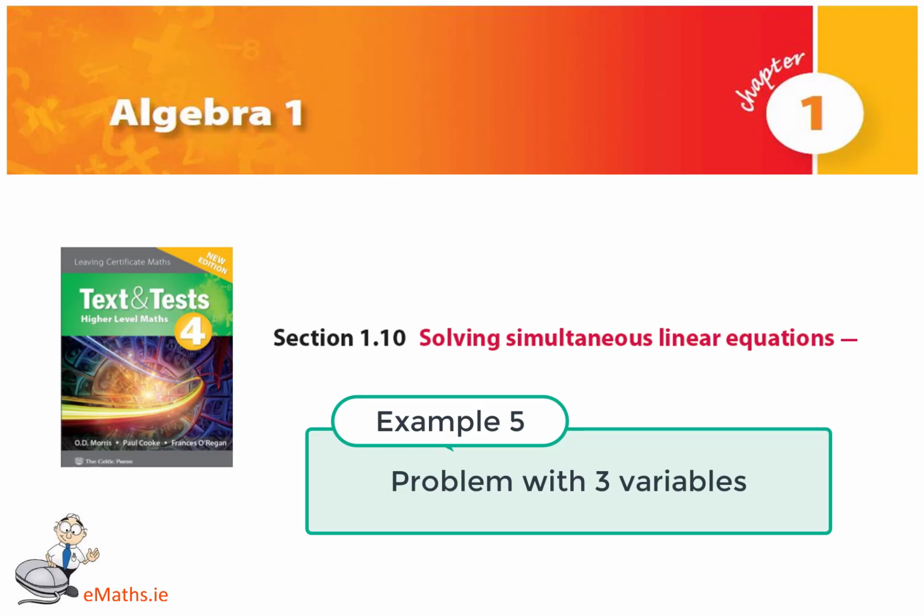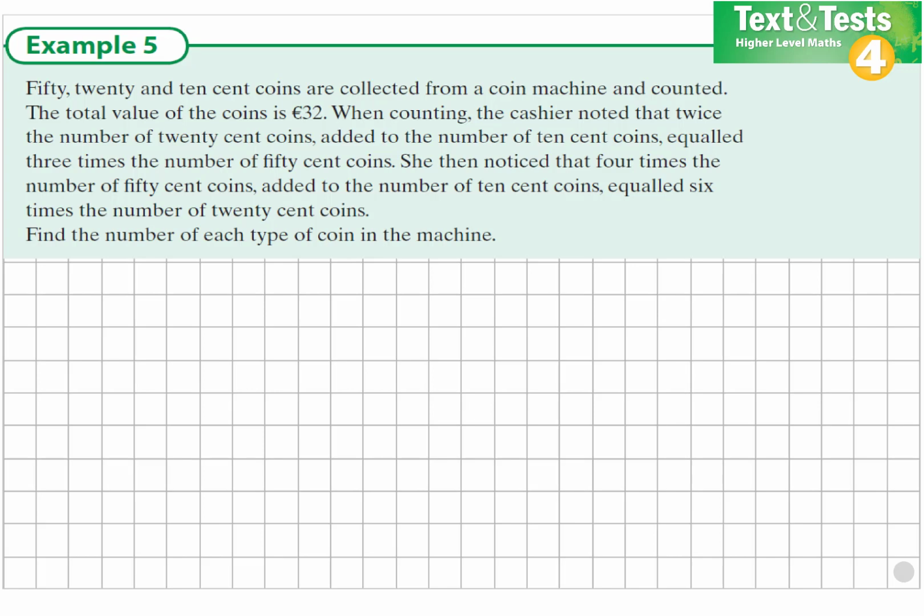Solving simultaneous linear equations, example 5. 50, 20 and 10-cent coins are collected from a coin machine and counted. The total value of the coins is 32 euros.